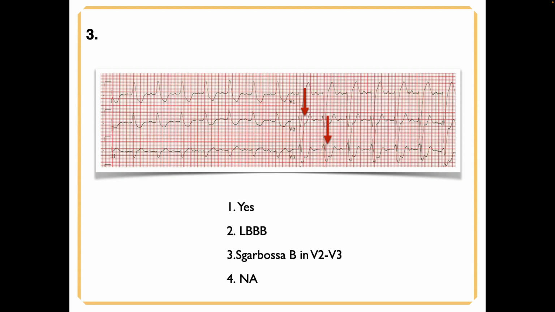Okay, what is the rhythm for this? It's regular, I believe. I see 300, 150, 100, which is a rate of about 80, and there are P waves, so it's just a normal sinus rhythm with an IVCD, in this case a left bundle branch block.